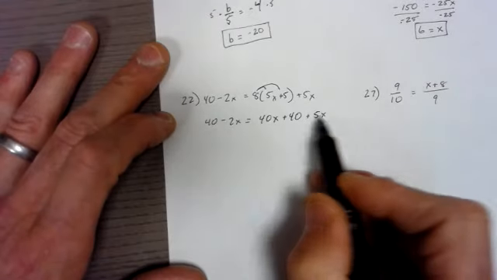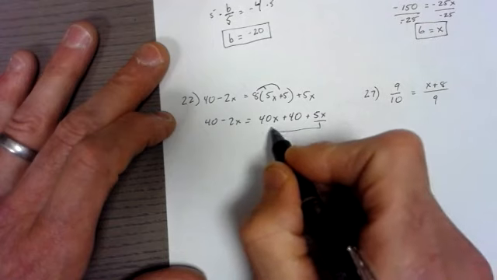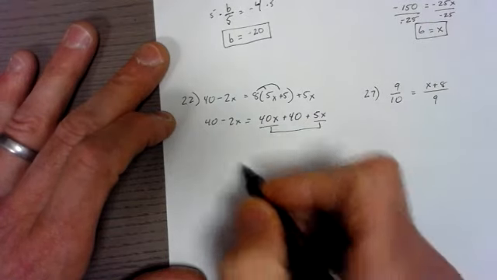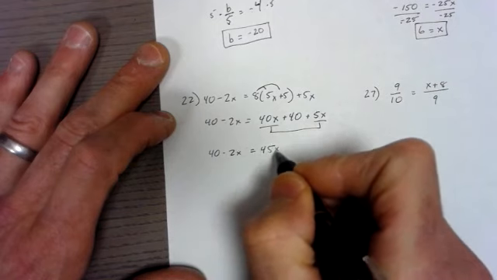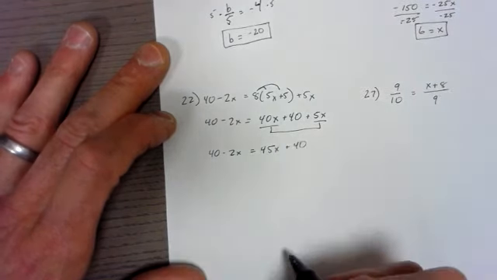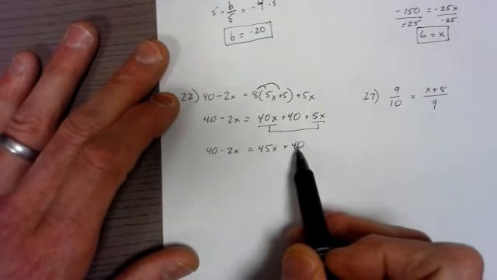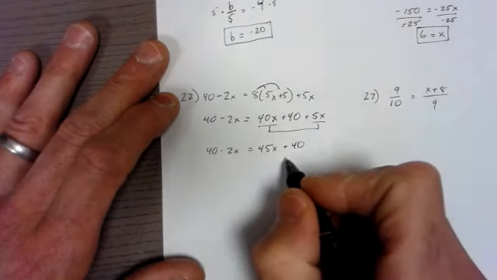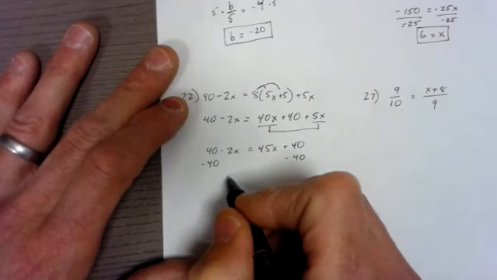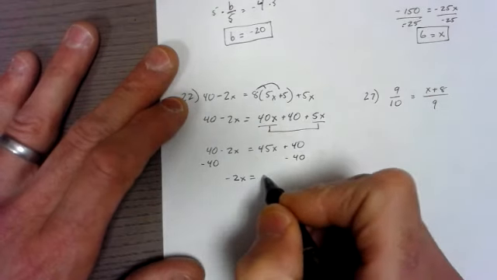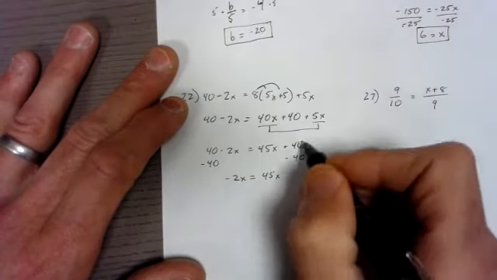Now I'm looking at the right side of my equal sign, and I have to combine my like terms, which are the 5x and the 40x. That gives me 40 minus 2x equals 45x plus 40. Now I want to get my variables on one side and my constants on the other. I'm going to subtract 40 from both sides, and that gives me negative 2x equals 45x, because the 40s canceled out there.